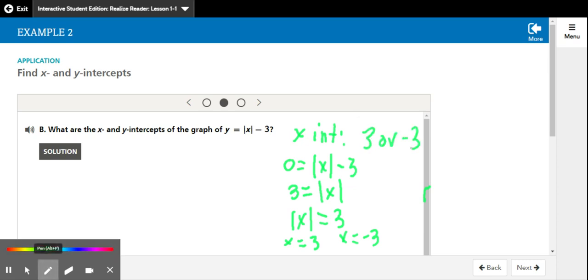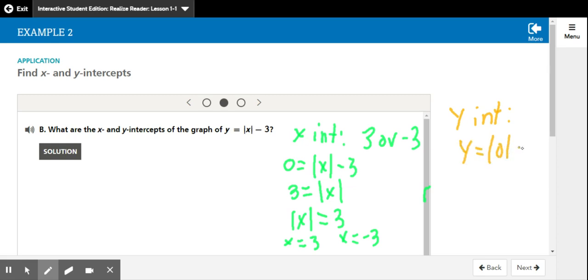All right, let's do the same thing for the y-intercept. The y-intercept is where x is 0. So if x is 0, then y is equal to the absolute value of 0 minus 3. Absolute value of 0 is 0, so that's gone. So y is equal to 3. So your y-intercept is at 3, only 1.